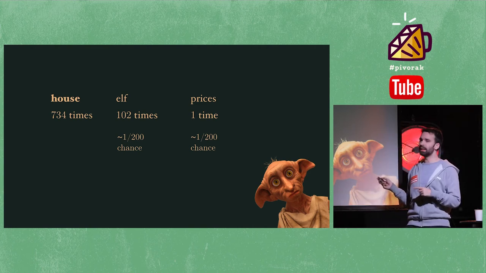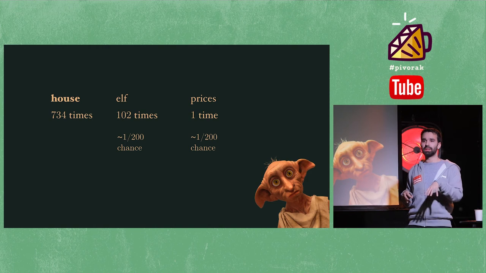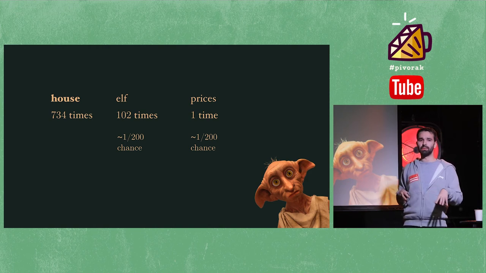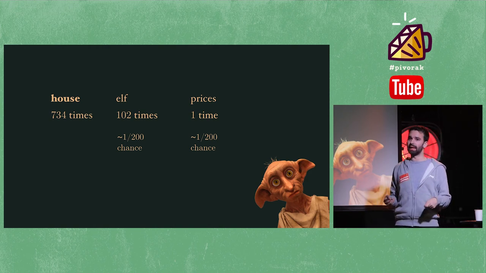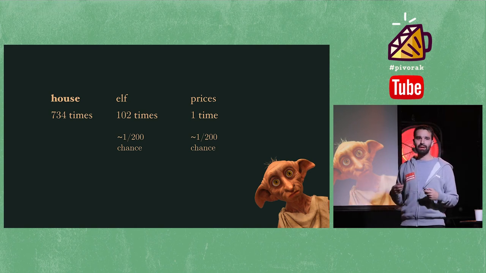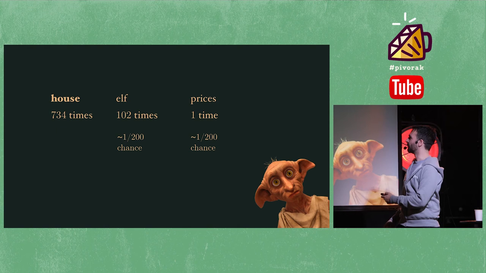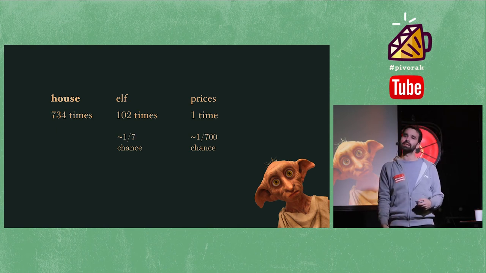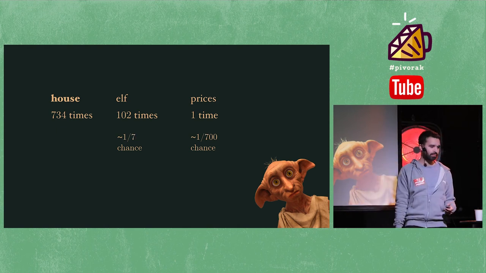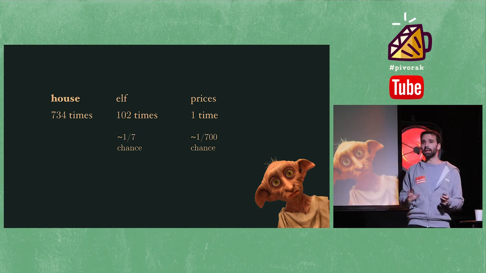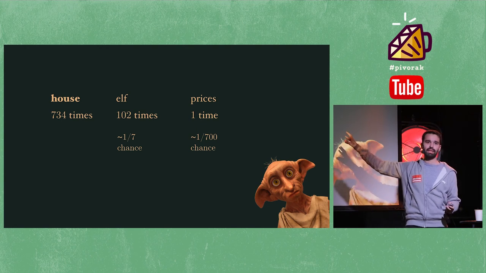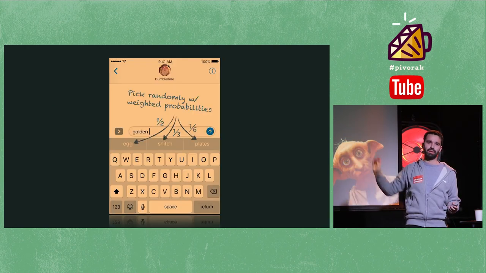So what we really want to do is, rather than picking completely at random, we want to weight the words that we choose based on how frequently they occur. So think of it like a raffle. It's a raffle where the word prices gets one entry into the raffle, but the word elf would get 100 entries into the raffle. So we're basically going to change the probabilities so that they match how frequently those words appear.